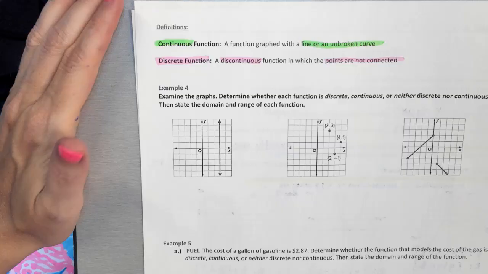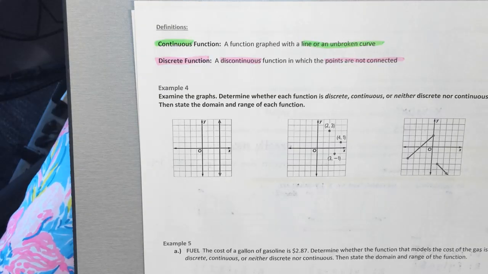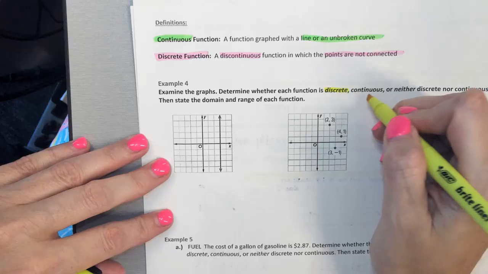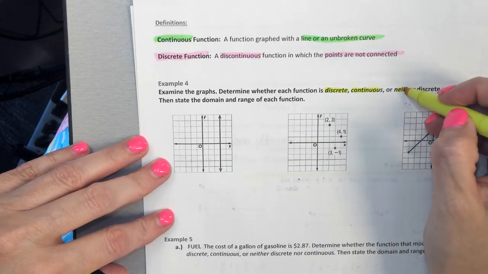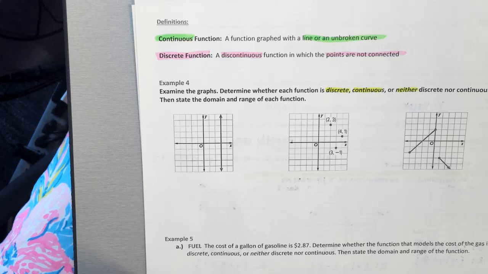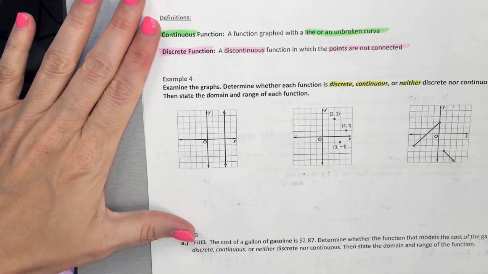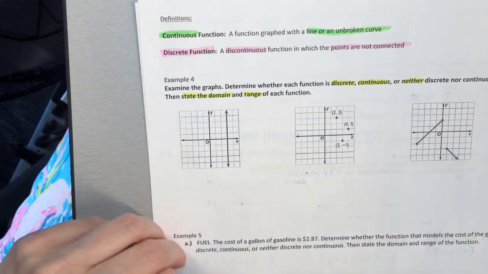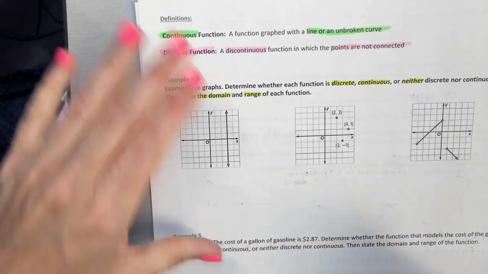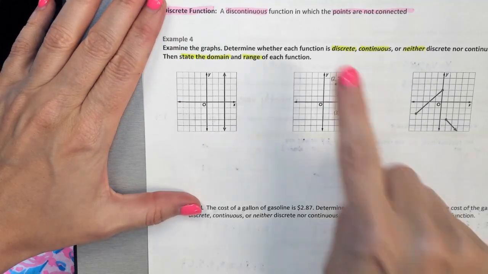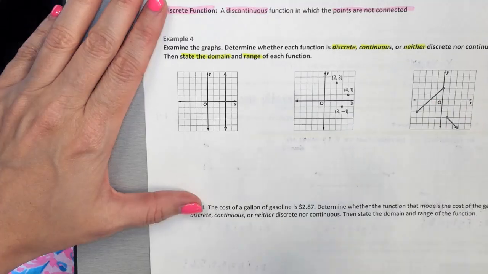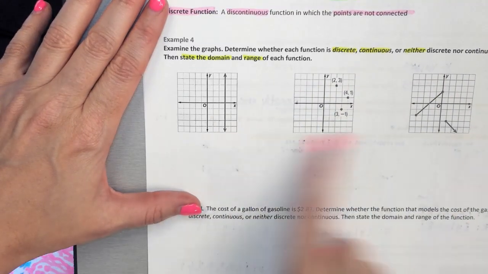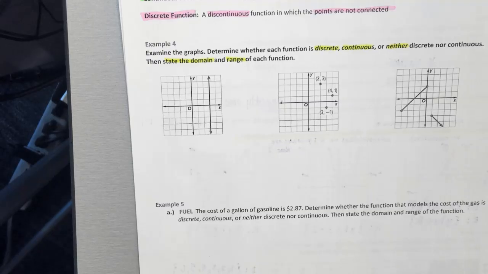So example 4 says to examine these graphs and determine whether each is discrete, continuous, or neither. It does not have to be one or the other. And then we're going to state the domain and range of each function. The first thing I want you to do, I'll give you a hint: there's one of each of these. There's one that's discrete, one that's continuous, and one that's neither. I want you to go ahead and label those for me.